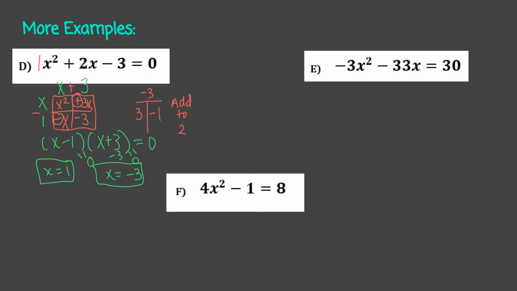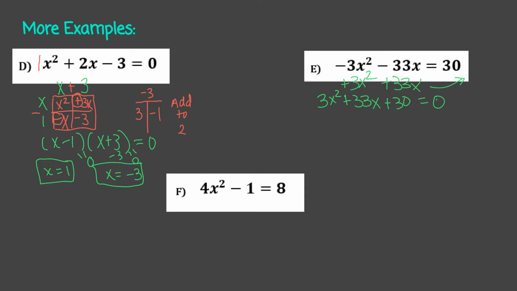In example E, we have -3x squared minus 33x equals 30. Now, the a value is negative, so let's go ahead and move that to the other side. So we're going to have plus 3x squared. We're going to go ahead and move this one over too, so plus 33x, and all of that is going to come over here. So we're going to have 3x squared plus 33x plus 30, and that's equal to 0.